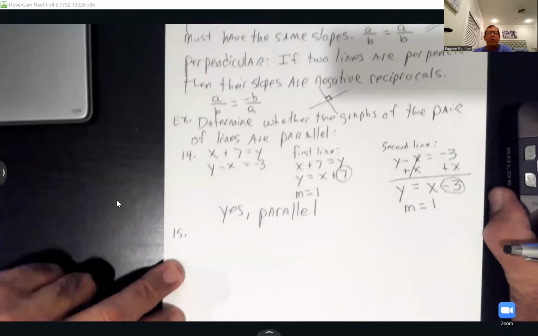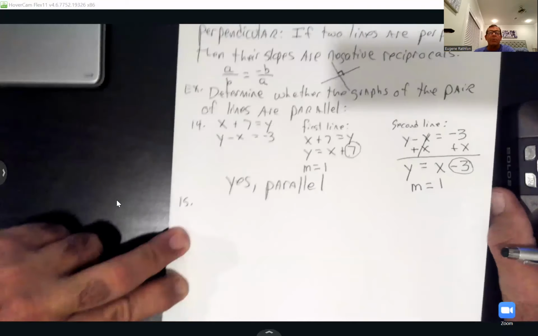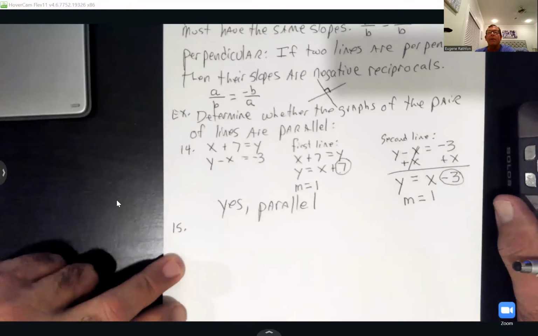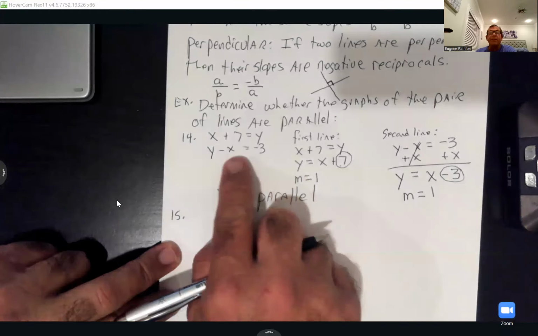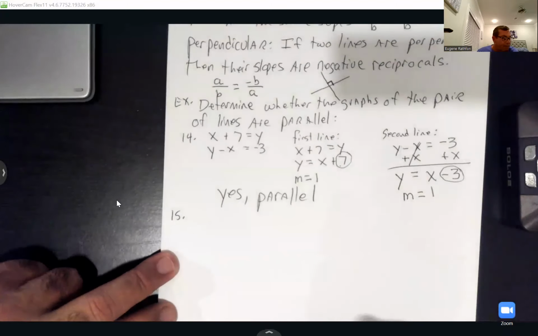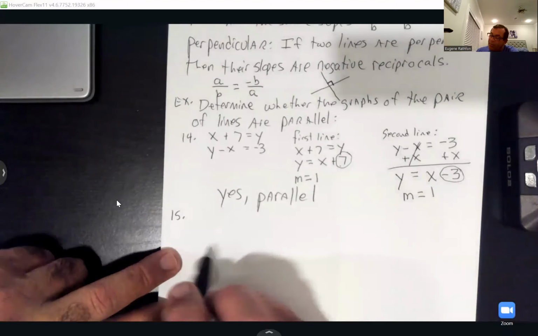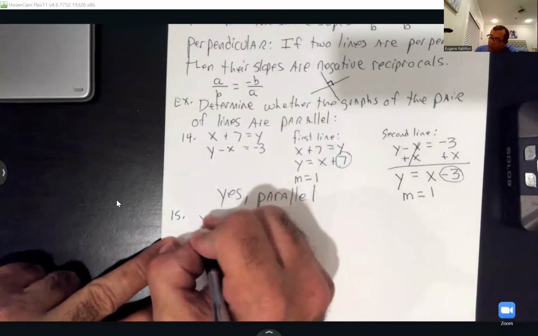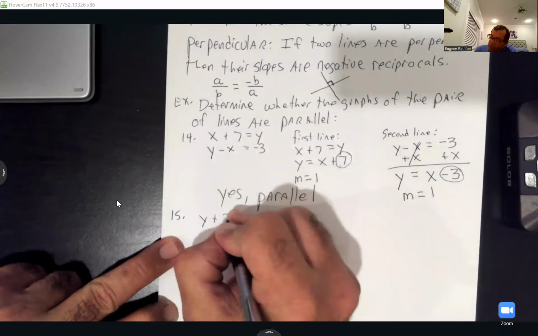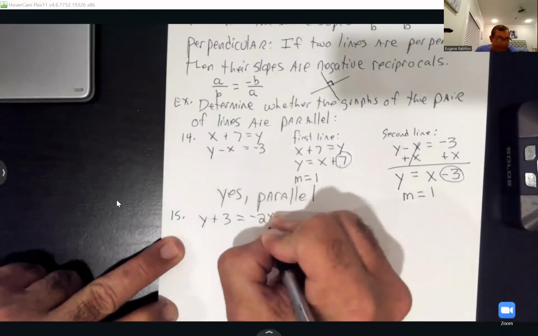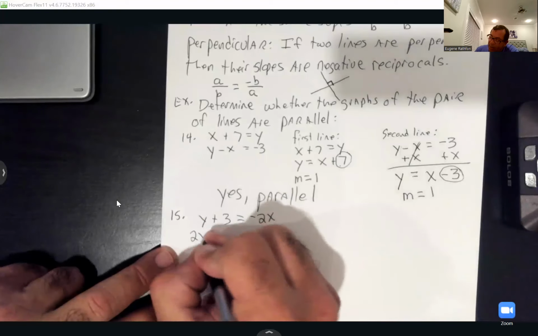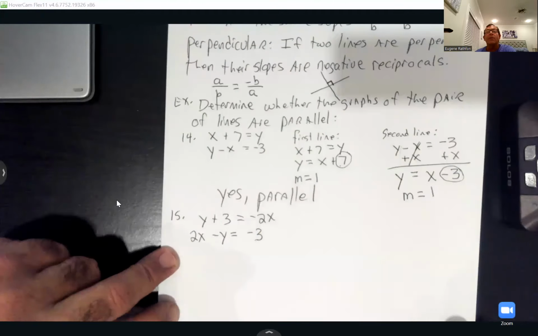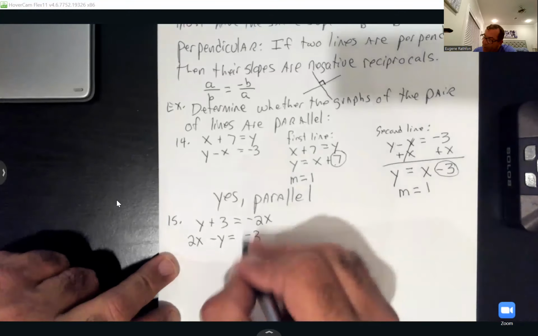All right, y'all. So that's a trick on those. Get those in y equals mx plus b form, and then whatever number's in front of our x's is going to be our slopes, okay? So same thing with 15. Determine whether these lines are parallel. I got y plus 3 equals -2x. I got 2x minus y equals -3. So remember, I got to find the slopes of both of these lines.